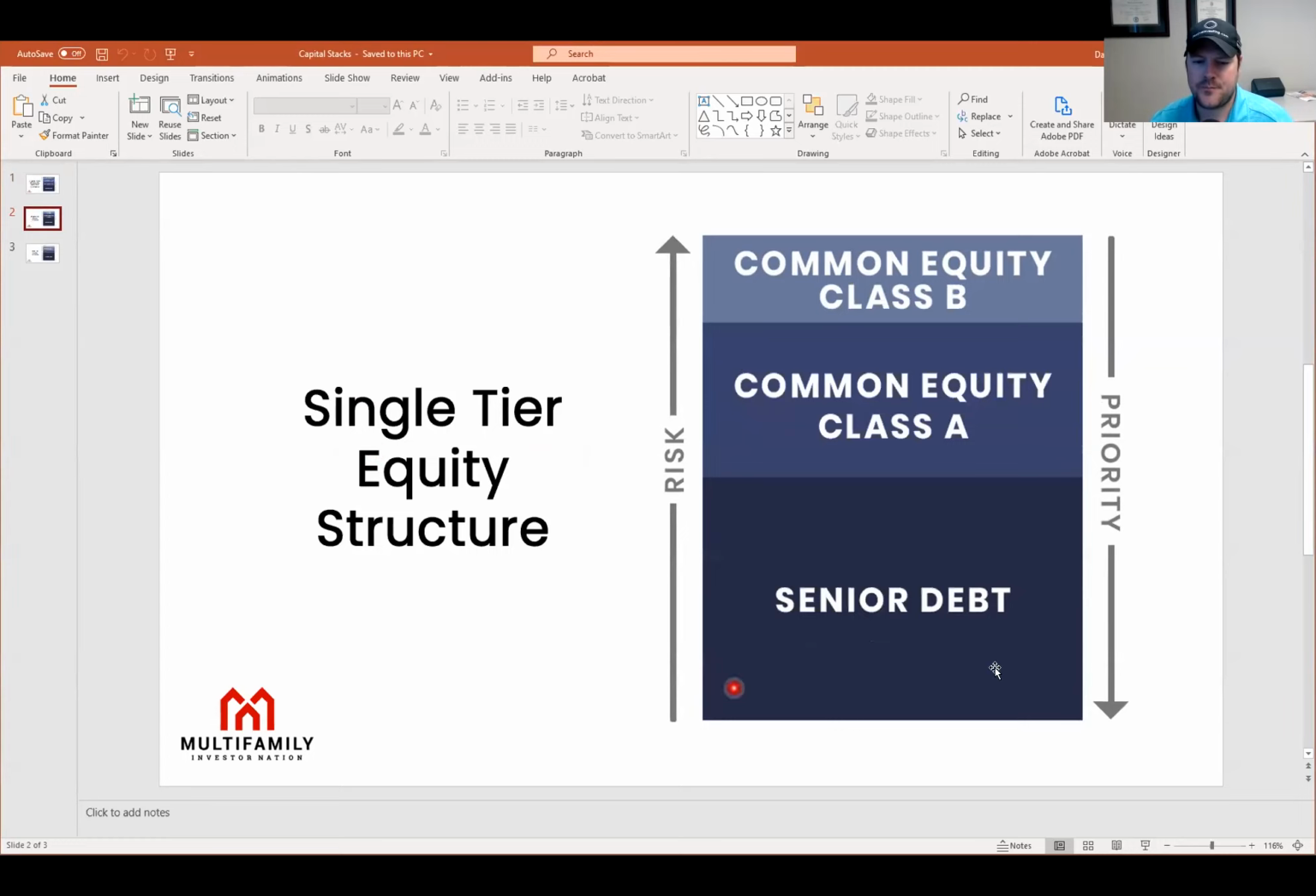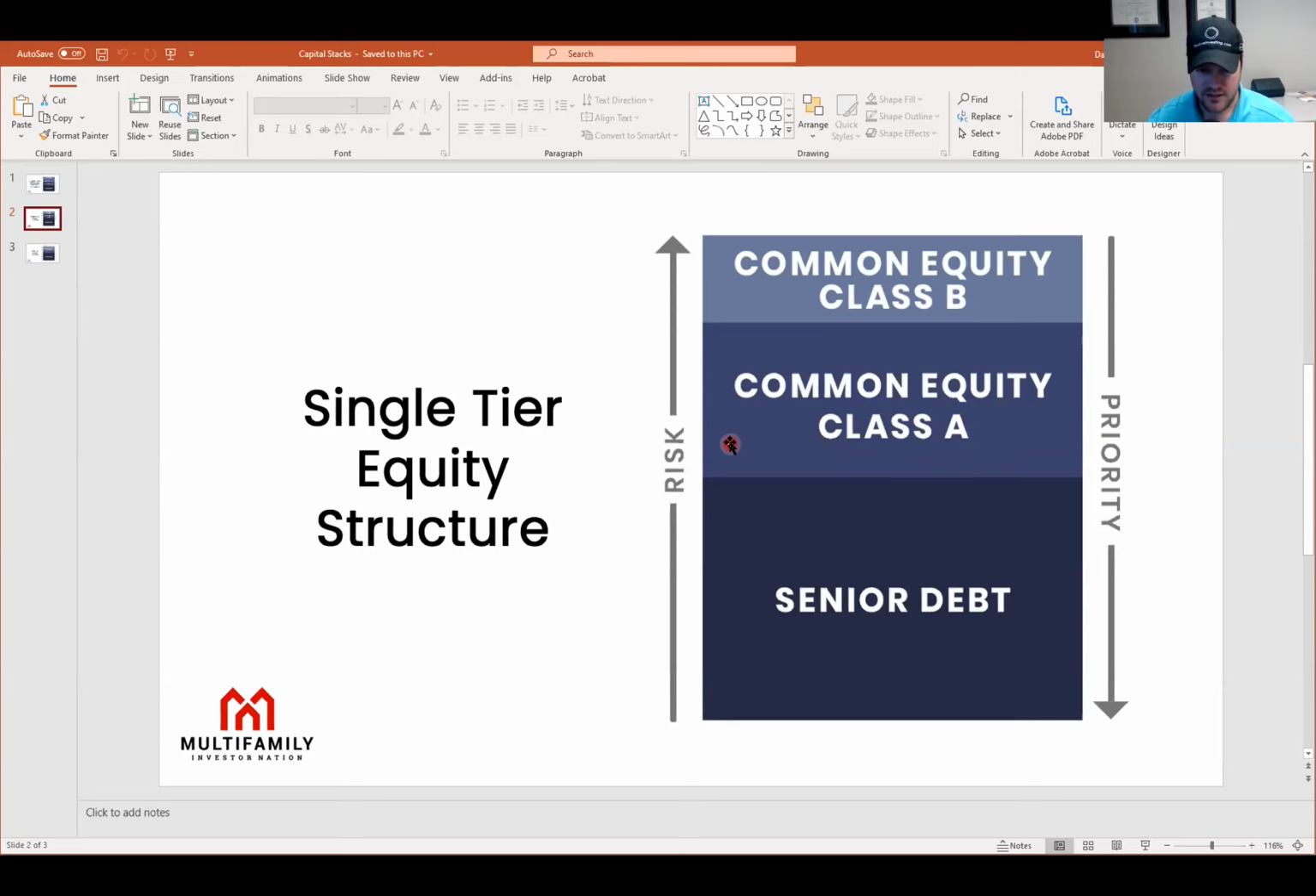This is a single tier. You have this senior debt position, which is going to be your lender. It's going to be about 70 to 80% of the actual value, so 70 to 80% loan to value. Right above that in the capital stack is going to be your common equity, what's called common equity class A. These common equity class A positions are going to be your passive investors, if you will.